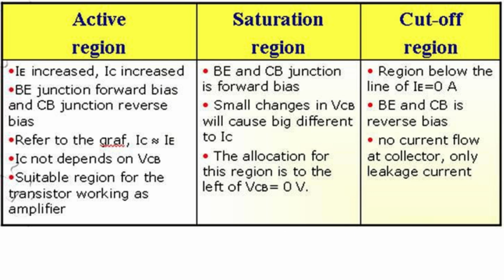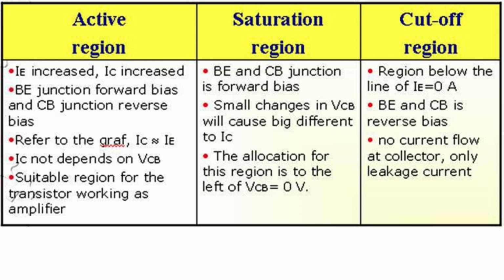Saturation region: both the base emitter junction and the collector base junction are forward biased. Small changes in VCB will cause a big difference to IC. This region is to the left of VCB equals 0 volts.